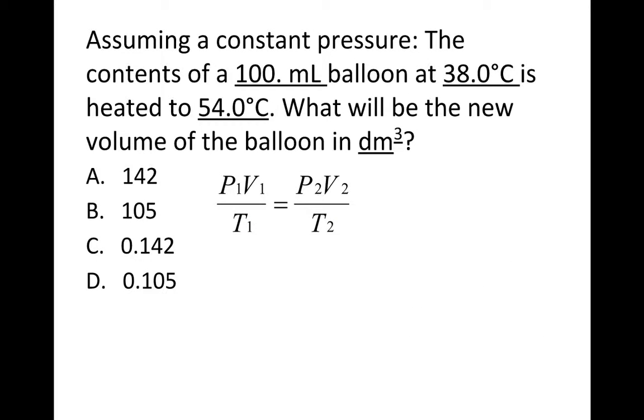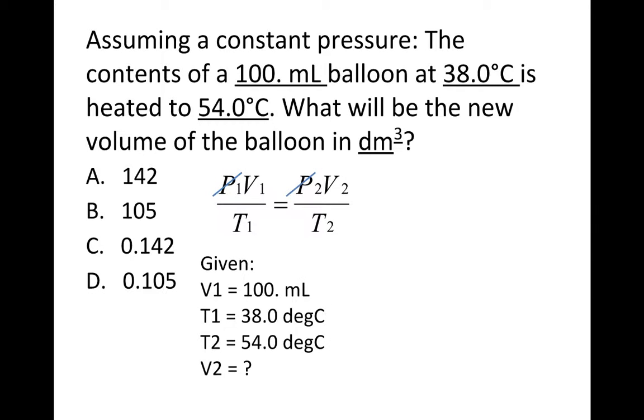My next problem assumes I have a constant pressure, so my P is going to be canceled out this time. The contents of a 100 milliliter balloon at 38.0 degrees Celsius is heated to 54 degrees Celsius, and I want to know the new volume in decimeters cubed. So my P's cancel out, my givens are there, and I notice right off the bat two bad things.